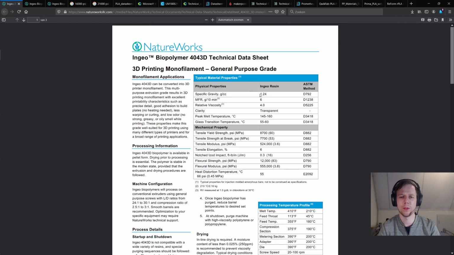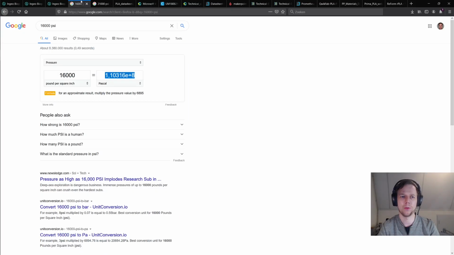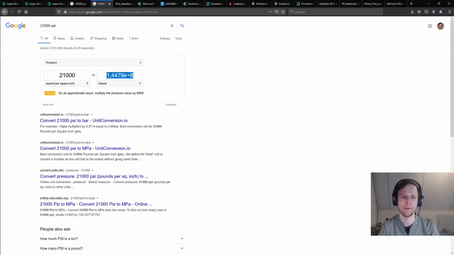So if you look at the material properties, we see a yield strength here of 60 megapascals and a strength at break of 53 megapascals. And if we go over to the biaxially oriented films, we get two values here. So we have 16,000 and 21,000 PSI, and those come out to about 110 megapascals or 145 megapascals.